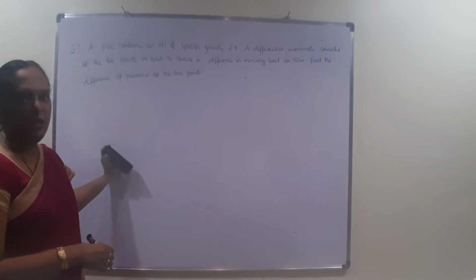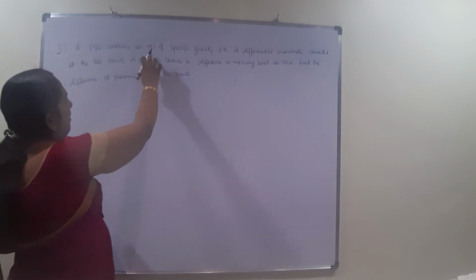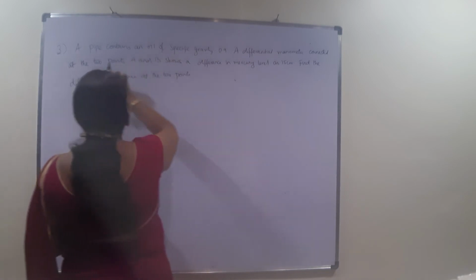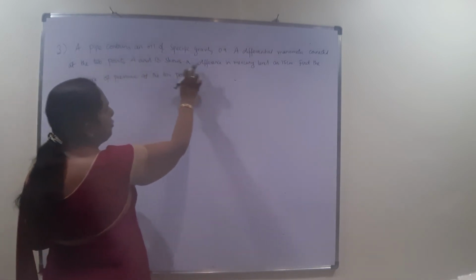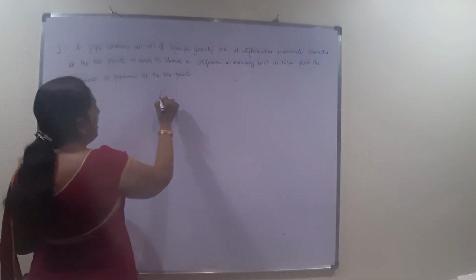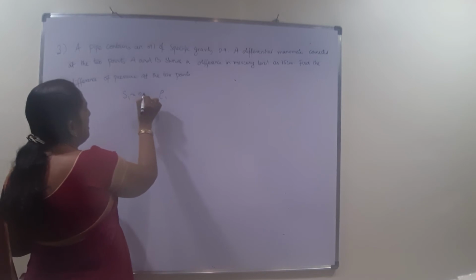Yes, guys. So we will go for the third problem here. A pipe contains an oil of specific gravity 0.9. A differential manometer is connected at the 2 points A and B that shows a difference in mercury level as 15 centimeter. So what is the specific gravity of the oil is given?